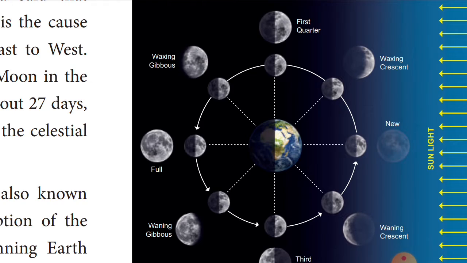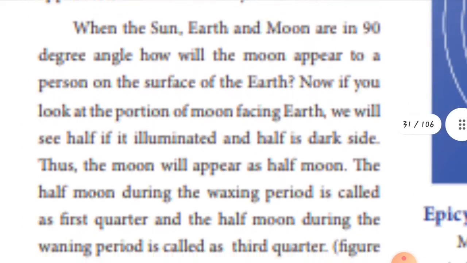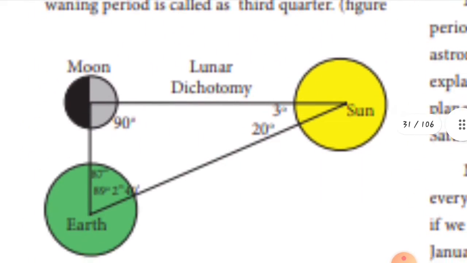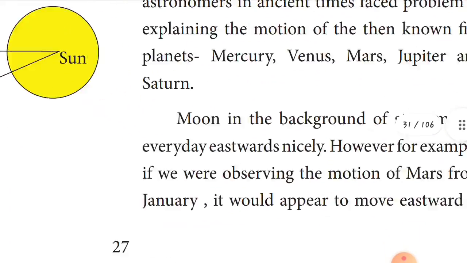And the angle also will be changing. Yes or no? Yes. See this nice picture, children. So, the lunar dichotomy. See this angle: moon, Earth and the Sun. The moon is getting 90 degrees and the Earth is getting 87 degrees. 87 or 89 degrees. So the Sun is getting a small angle. So that is the angle of difference between them. And what is this? See this next picture, children.